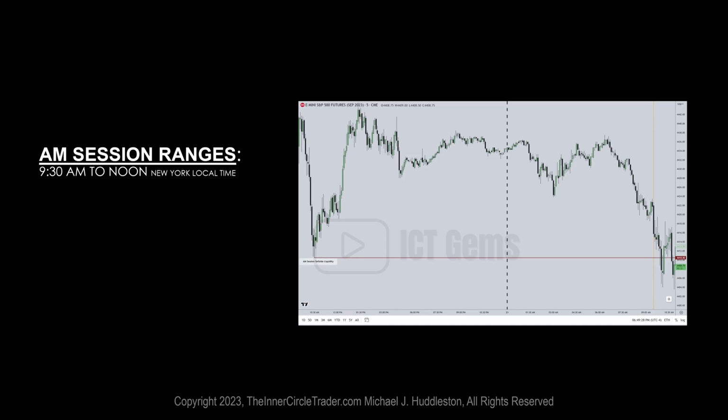So if I'm bearish, what am I looking for? What low am I looking for? Which draw on liquidity am I looking for? In this regard, I'm using the AM session sell side liquidity. If I was bullish, it would be everything I just said here in reverse and opposite. I would be looking for the buy side.